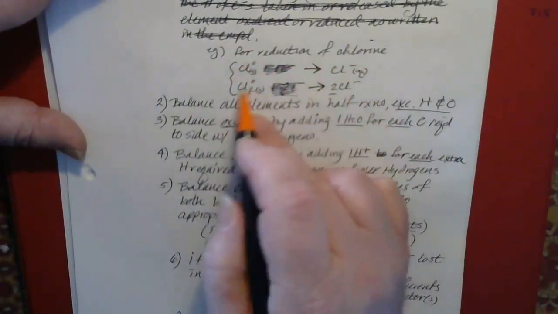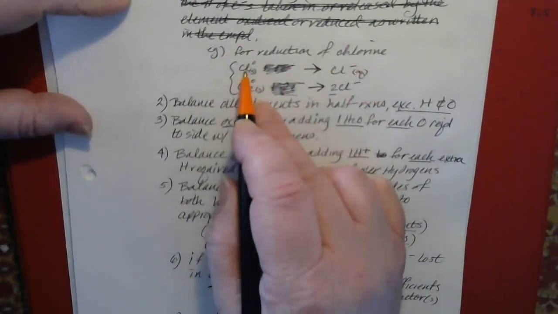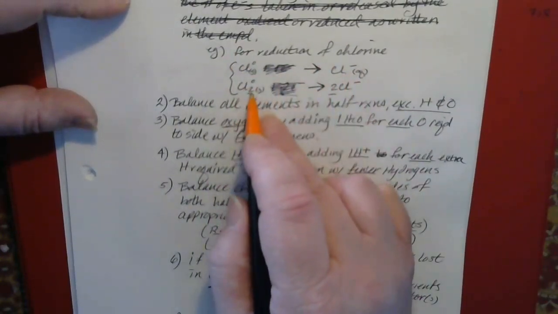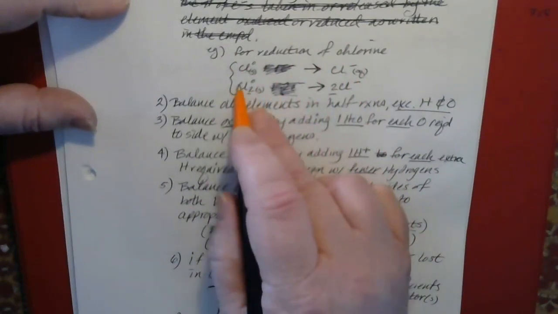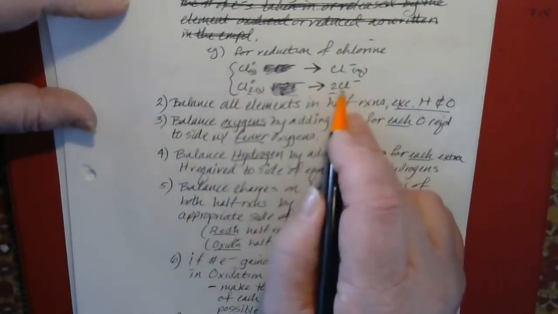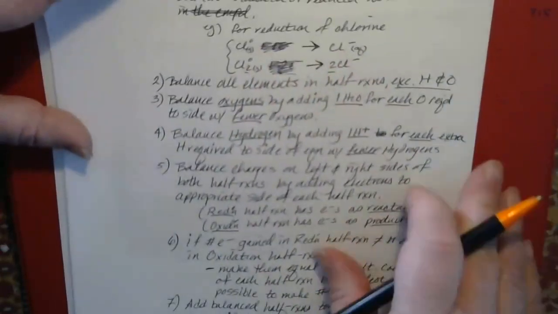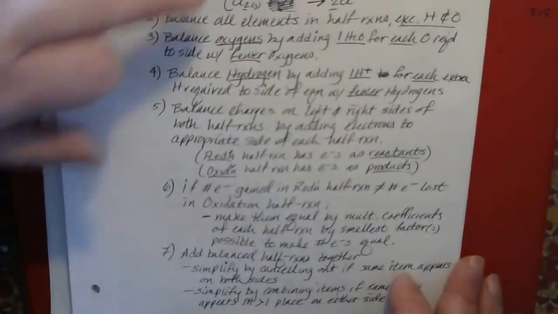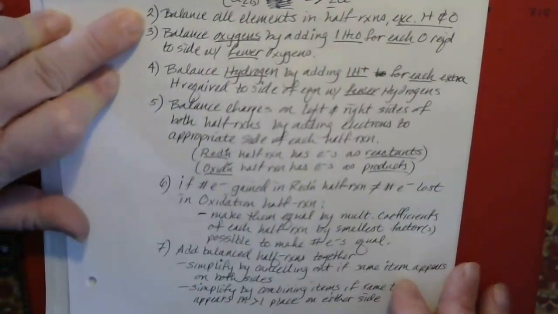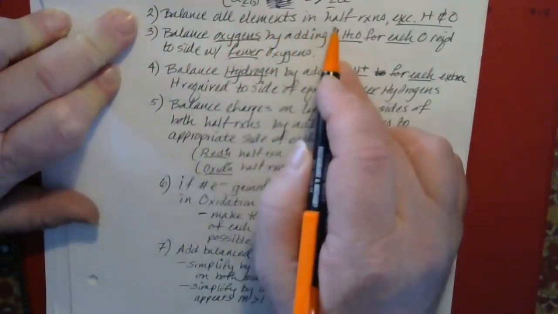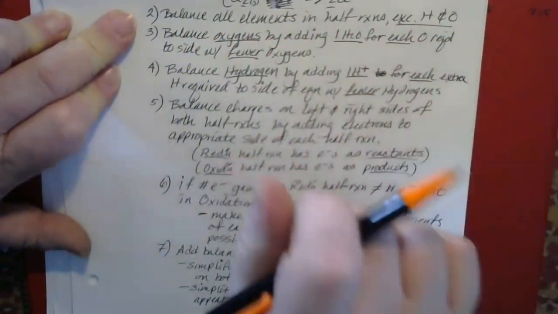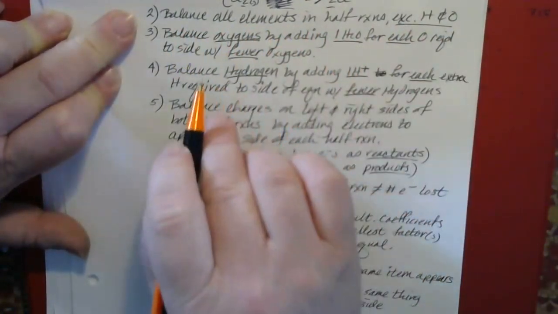So say for reduction of chlorine, you can have a chlorine atom going to a chloride ion. Or if you have chlorine molecule going in, that would be Cl2 going to 2 Cl-. And that would be your reduction half reaction. And again, we'll go over a couple examples after this, so that won't be the only thing we see. The next step would be to balance all of the elements in the half reactions, except for hydrogen and oxygen, because you're going to use H2Os to balance those later.